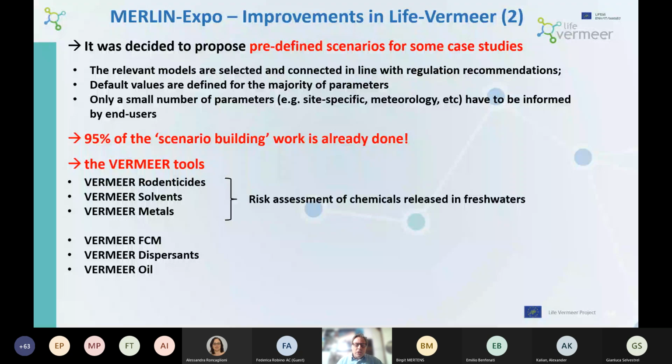So we have prepared a predefined scenario for 6 case studies: rodenticides, solvents, metals, food contact materials, dispersants, and oil. And for the first 3 case studies, rodenticides, solvents, and metals, these predefined scenarios are based on the assumption that these chemicals are released in surface waters, in rivers, for example.